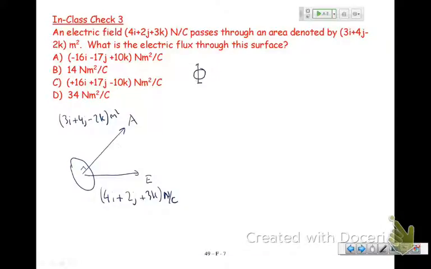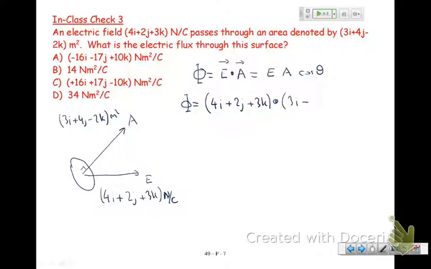Our flux is equal to E dotted with A, and they are both vectors, so put the little arrows on top, which equals the magnitude of E times the magnitude of A times the cosine of the angle between. And I'm going to go with IJK vectors. So my flux is equal to, my E vector is 4i plus 2j plus 3k. And then I'm going to dot that with my area vector, which is 3i plus 4j minus 2k.